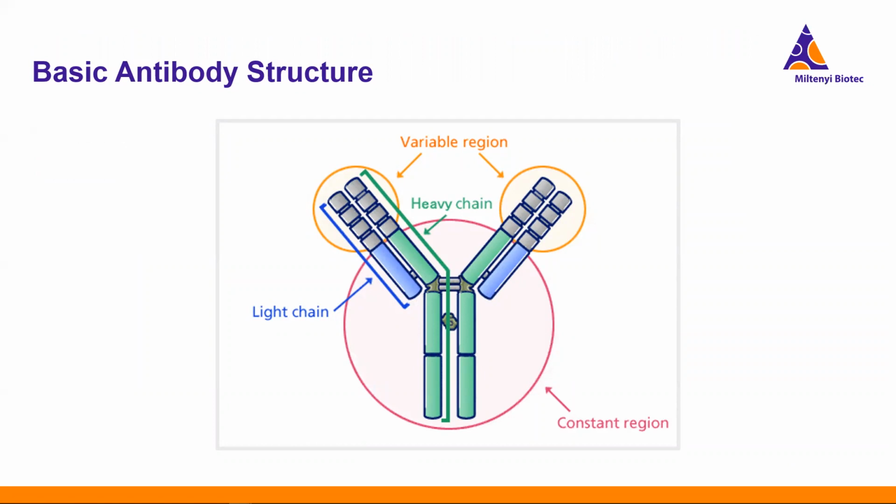An antibody is comprised of 2 heavy chains. Those are shown in this figure in green, and 2 light chains here in blue. So both the heavy chain and the light chain contribute to the variable region of the antibody, or the Fab, and therefore they both contribute to the antibody's binding properties, or specificity.